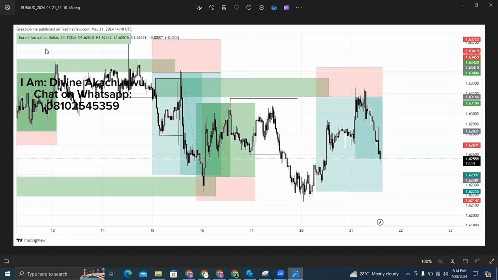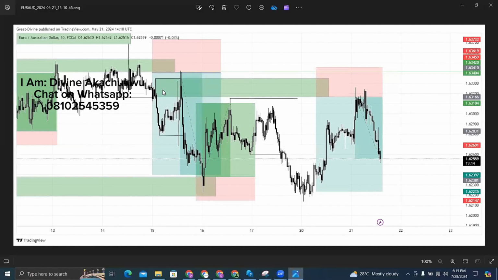This is a trade I took. This is on Euro AUD. So the reason why I was catching the sells and the buys at the same time was because the market was consolidating. Market was ranging. And that's why I'm doing this. On a pure uptrend or downtrend, on a downtrend, I only look for sells. On an uptrend, I only look for buys.